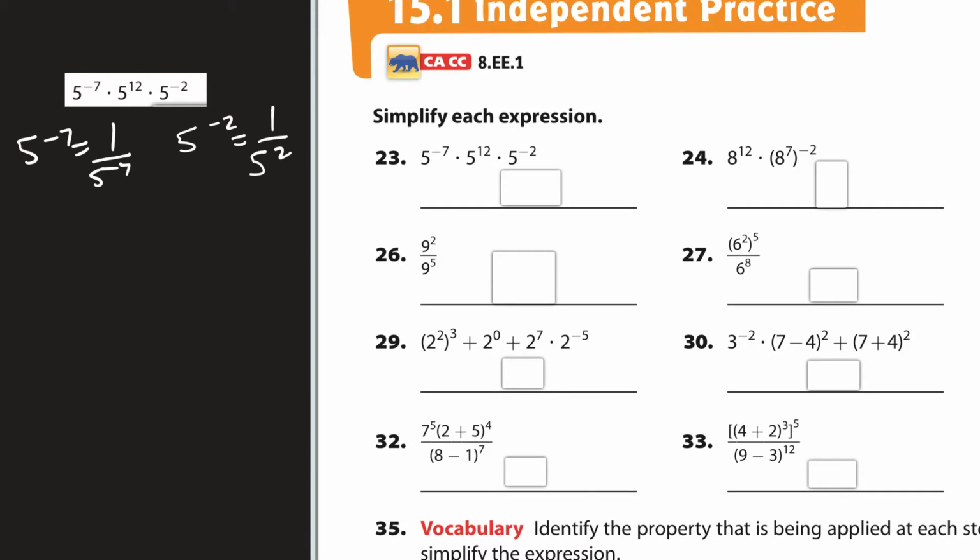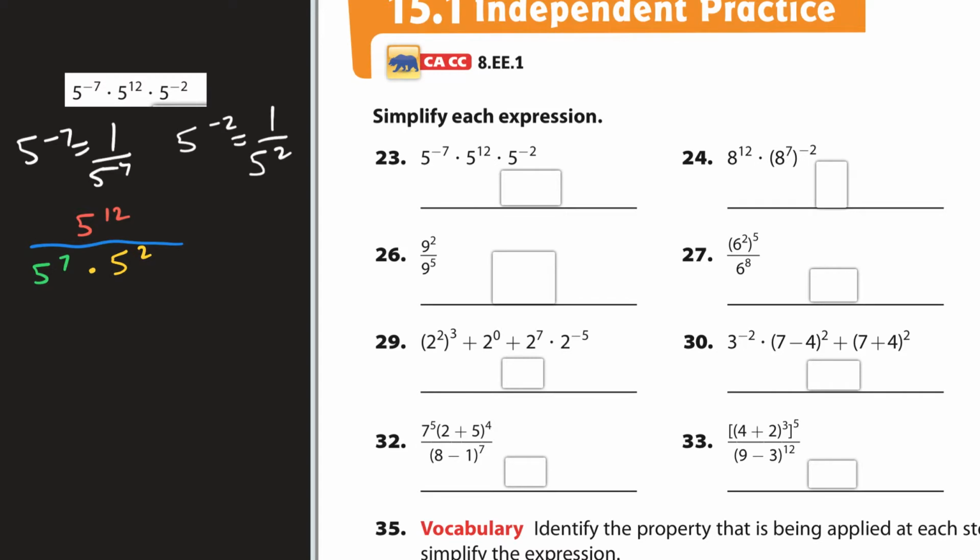I have 5 to the 12th. So I'll put this in this color. So 5 to the 12th over, and then I'll have 5 to the 7th there, because now it's in the denominator. See that from numerator to denominator, it changes sign. And then 5 to the 2nd is our other one, so times 5 to the 2nd.